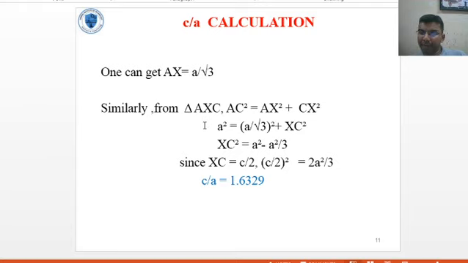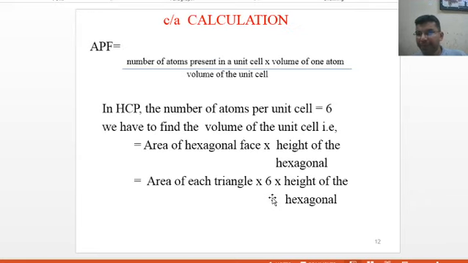Similarly, from triangle AXC, AC squared is equivalent to AX squared plus CX squared. a squared is equivalent to a by root 3 the whole squared plus XC squared. XC squared is equivalent to a squared minus a squared by 3. Since XC is equivalent to c by 2, c by 2 the whole squared is equivalent to 2a squared by 3, where c by a is equivalent to 1.6329.